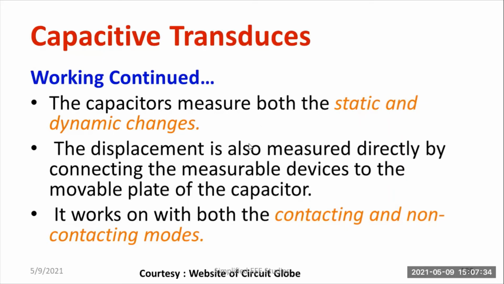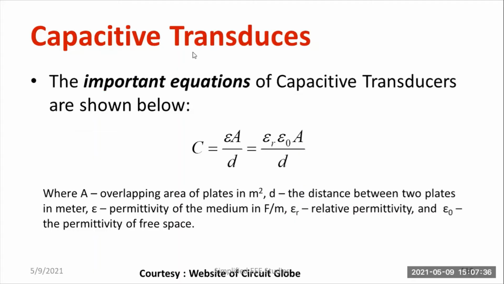That is another peculiarity. So in order to explain the working, we need to know one important equation related to capacitance. For the parallel plate capacitor, there is a popular equation: C, the capacitance of the parallel plate capacitor, is given by epsilon A divided by D, where epsilon is known as permittivity.